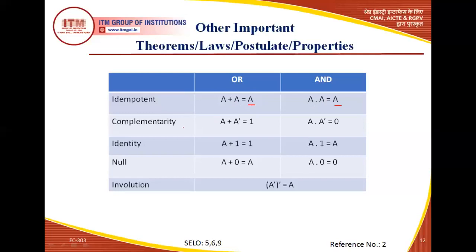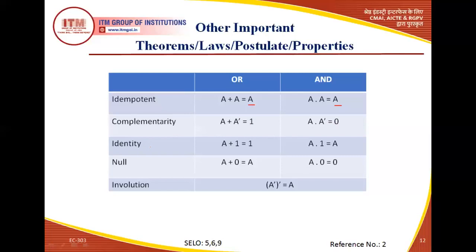Second is the complementary property. That means we perform the OR operation and AND operation with the complemented function. That means A plus A dash, or A bar. Sometimes we note it as A dash or A bar, both have the same notation. So A plus A dash, or A bar, equals 1. Similarly, A and A dash equals 0. So that is the complementary property.